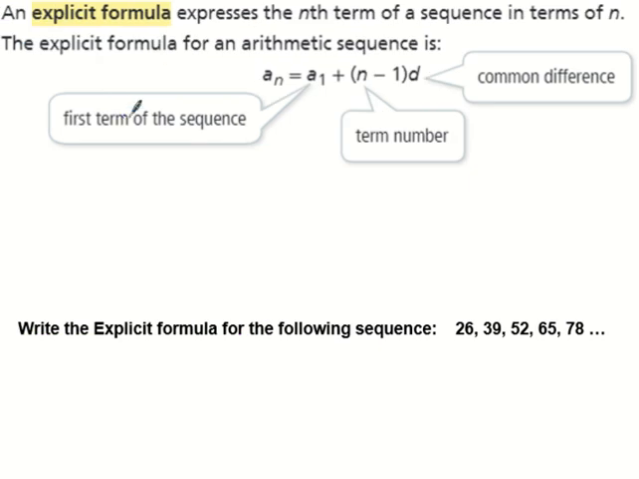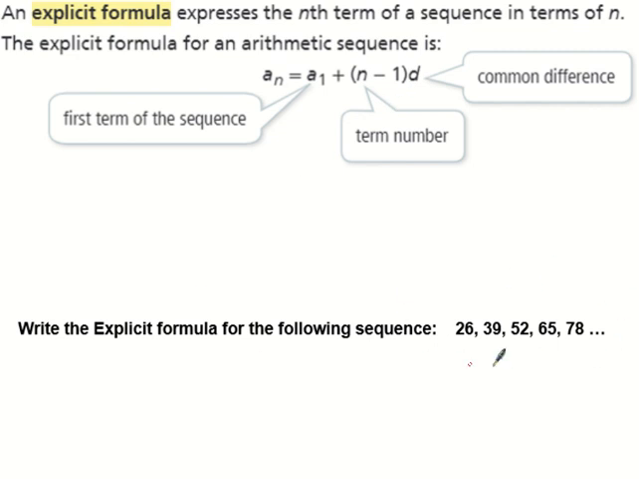Now, before we get on to more examples, I want to show you what the explicit formula is as well. The explicit formula is totally different. The nth term, whatever term we're trying to find, is equal to the first term plus parentheses, whatever the term number is that we're looking for, minus 1, which gives me the previous term, times the common difference. So we start with the first term, then add the term number we're looking for, replacing n again, subtract 1 to find that previous term, and then multiply it by the common difference.